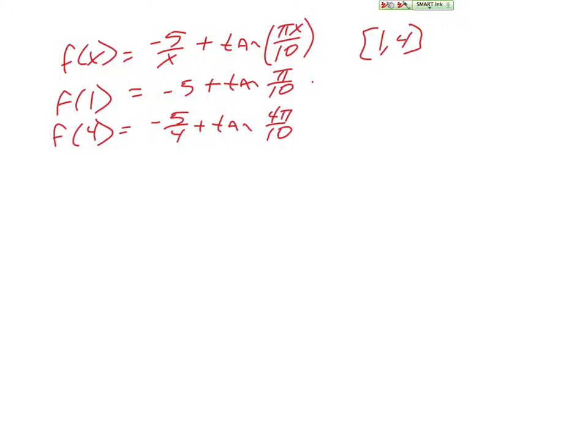Alright, so I got negative 4.675 there. On the other one, I have negative 5 divided by 4 plus tangent of 4 pi divided by 10. And on that one, I got 1.827. So, when you're working this problem, your first points are going to come from finding those function values. What's the next thing I need to consider?